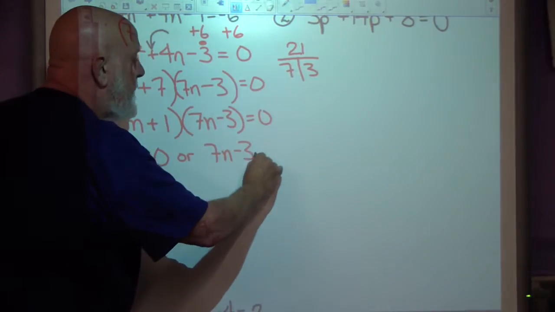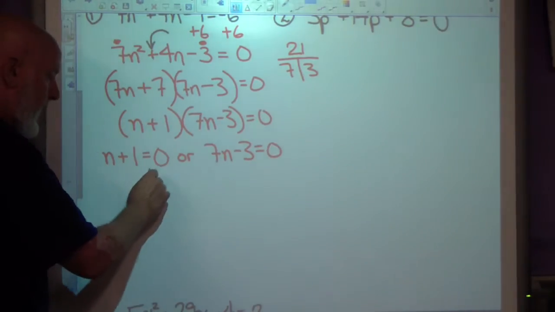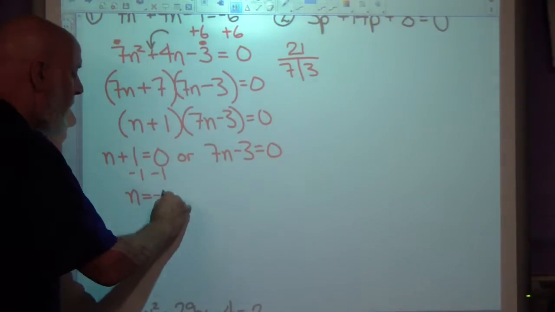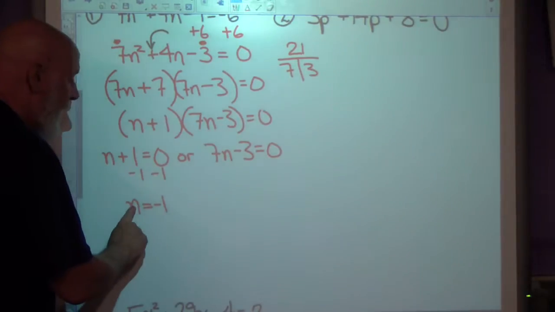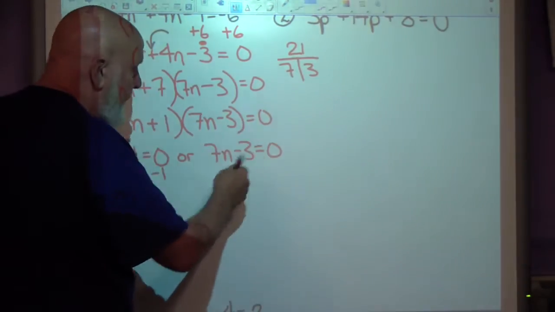Both of these are pre-algebra problems. To solve this one, I simply subtract 1 from both sides, and I get n is equal to negative 1. That's one of my solutions if I haven't made any mistakes. This one, it's going to be a little like a 4-stepper.